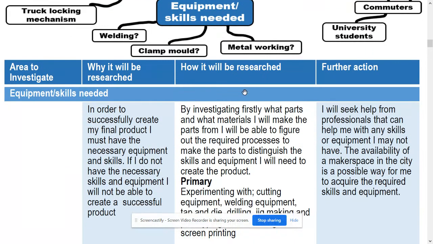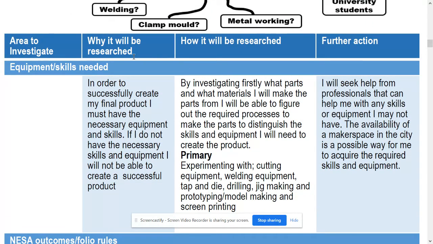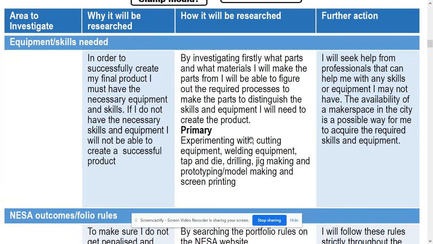In terms of a scaffold, this is probably a little bit different, but what's the area I need to investigate? Why will it be researched, like why do I need to do this? How am I going to research it? And what's my further action? And you can see this one's probably a little bit different.